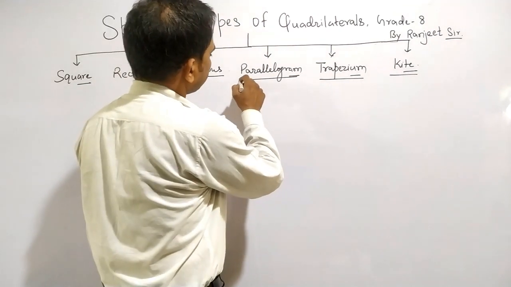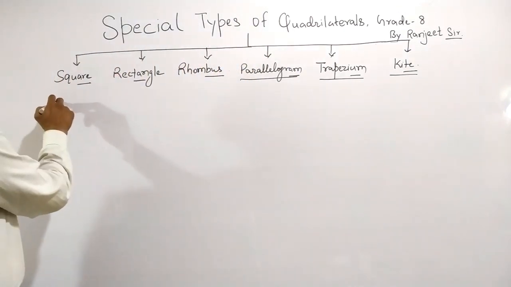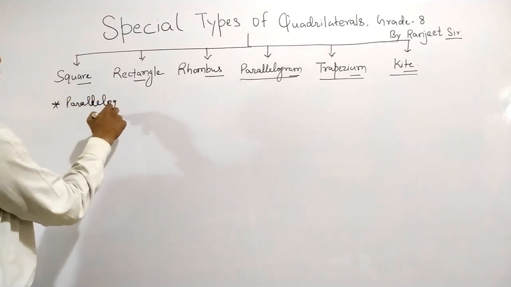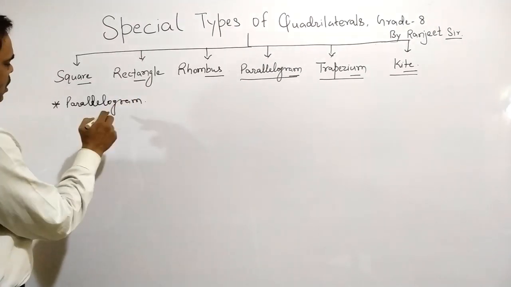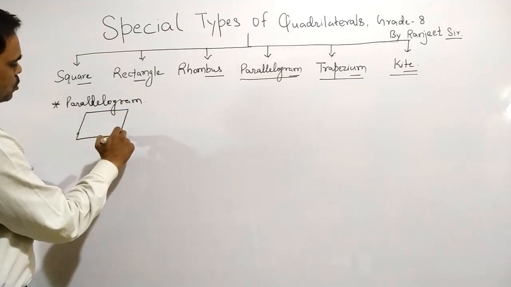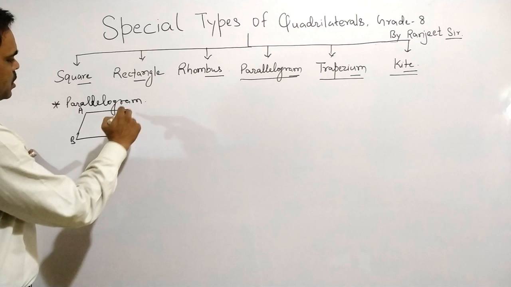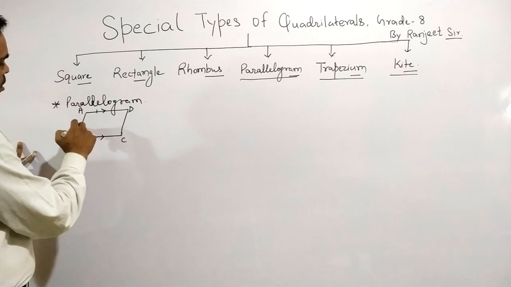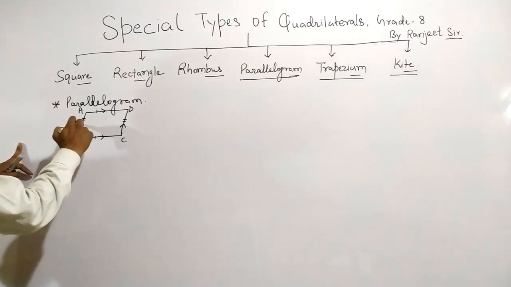So let's start with parallelogram first. I am writing it here, parallelogram. With the diagram, first of all, I'll try to explain which kind of shape it is. In a parallelogram, if I say this is A, B, C, D, opposite sides are equal and parallel, so I'll put the same marks on this side. This is the symbol of parallel.